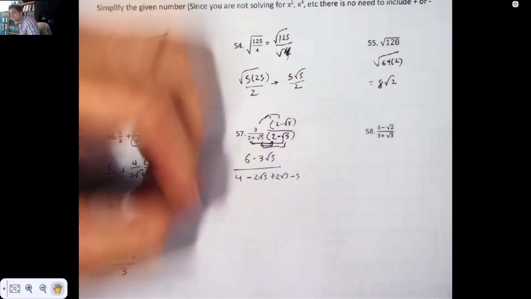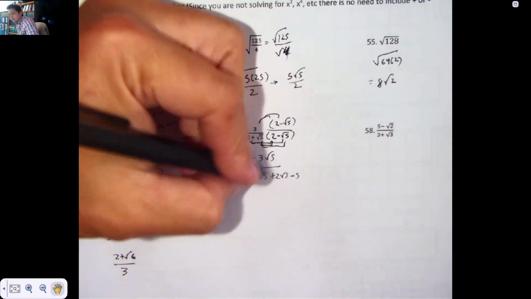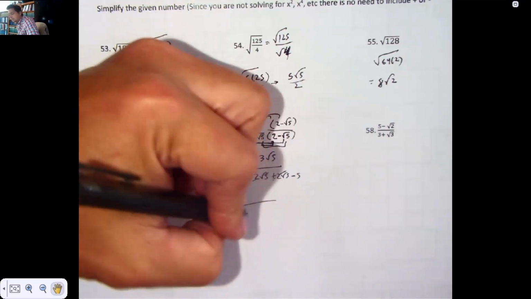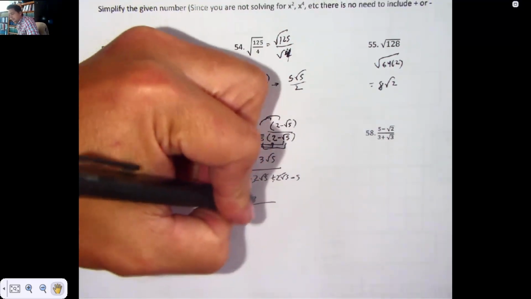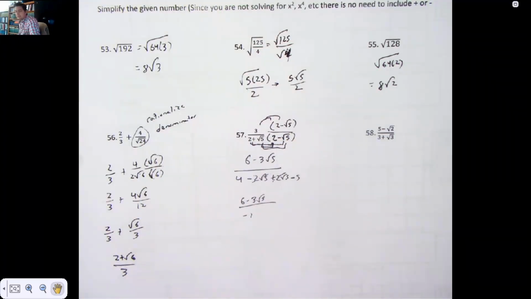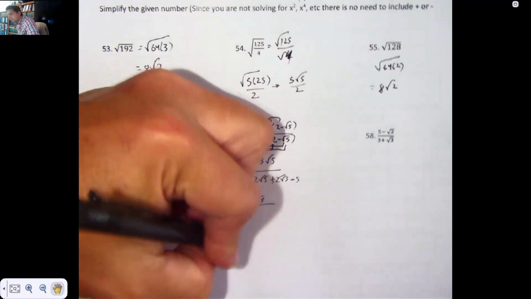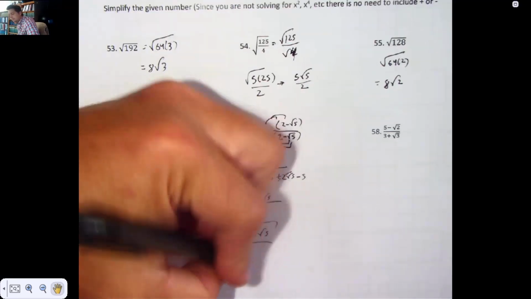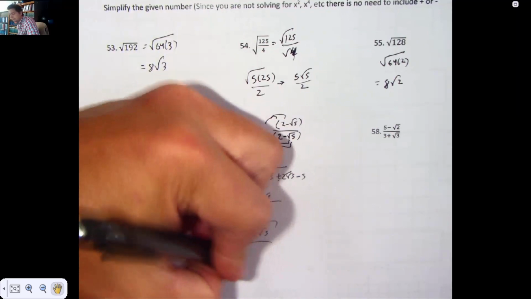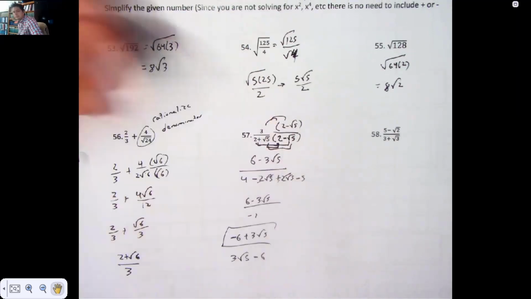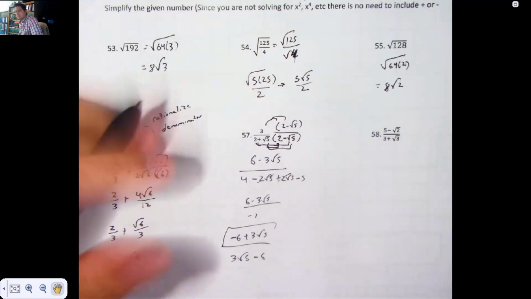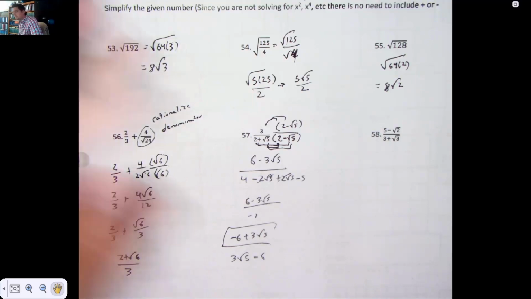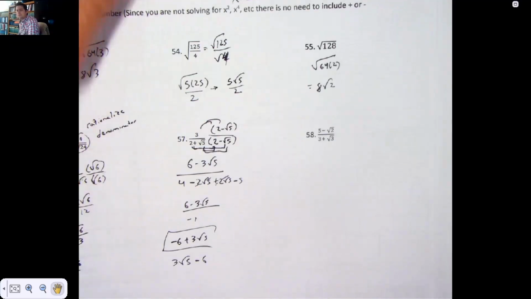Almost done. These pieces knock each other out. 4 minus 5 is negative 1. And now I can divide out the negativity into the numerator. Negative 6 plus 3 root 5. Which you would actually see, it actually looks a little better to say 3 root 5 minus 6. That does look better, because nobody really likes to start off with negatives. Always do something positive first, right?